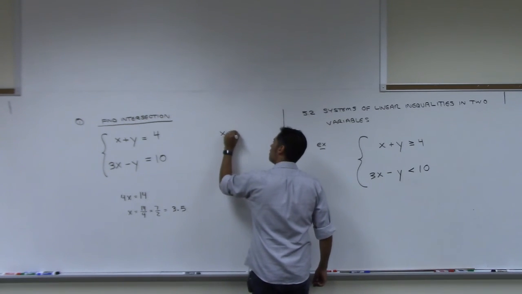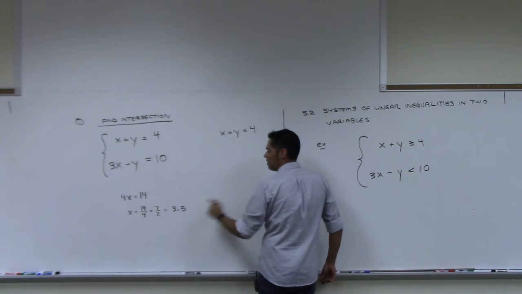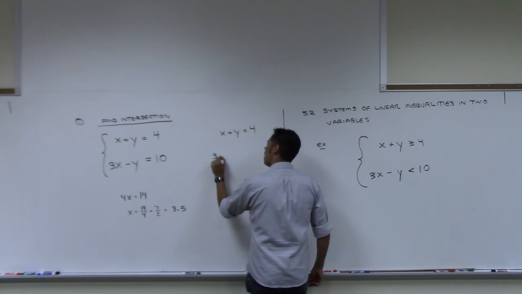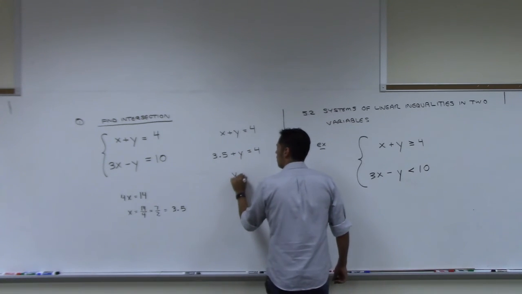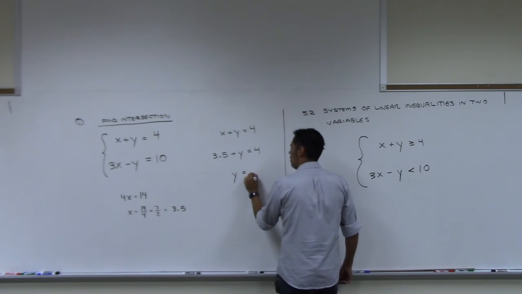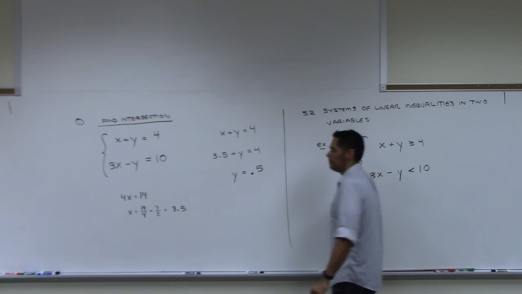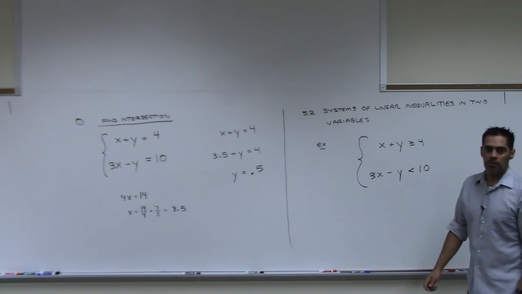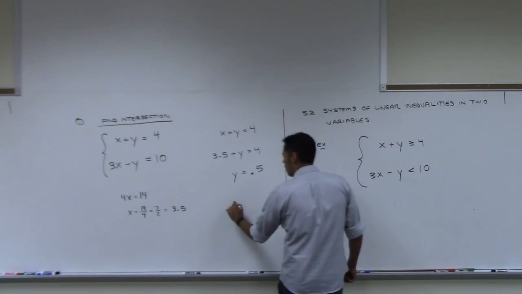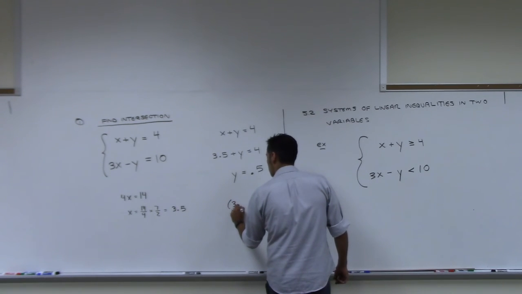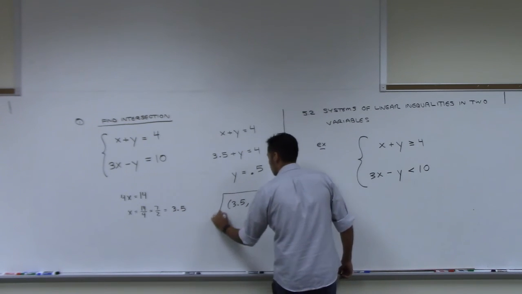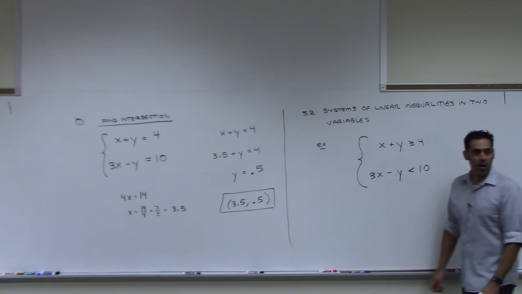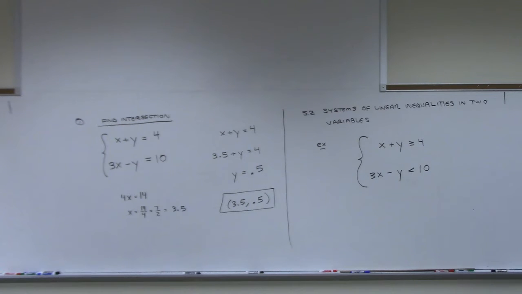Let's say x plus y is 4. I'm going to replace the x with 3.5. So 3.5 plus y equals 4. And subtract 3.5 from both sides and get just 0.5. So these two lines hit each other at the point 3.5, comma 0.5. Let's keep that in mind. I'm going to put that on my graph in just a little while. All right, so that's where these two things hit each other.